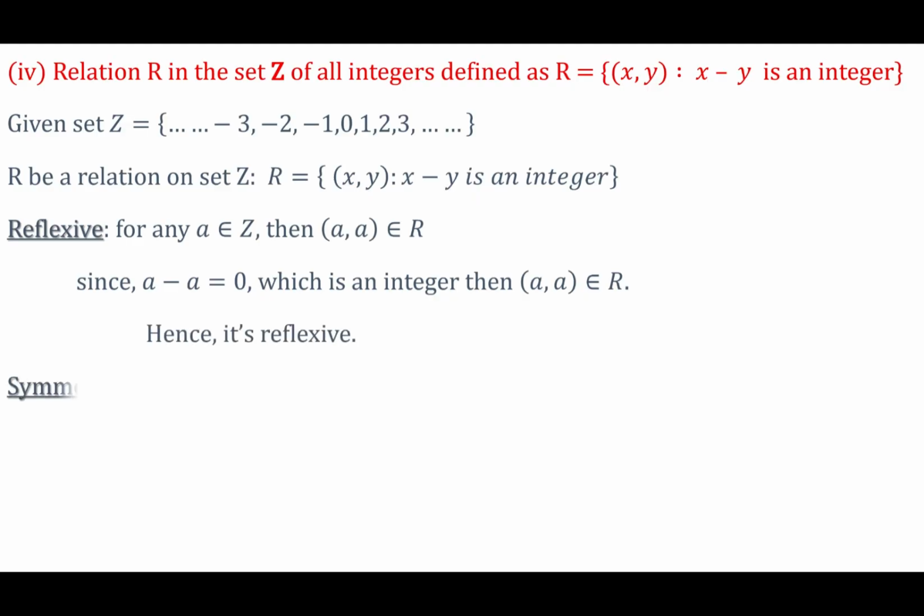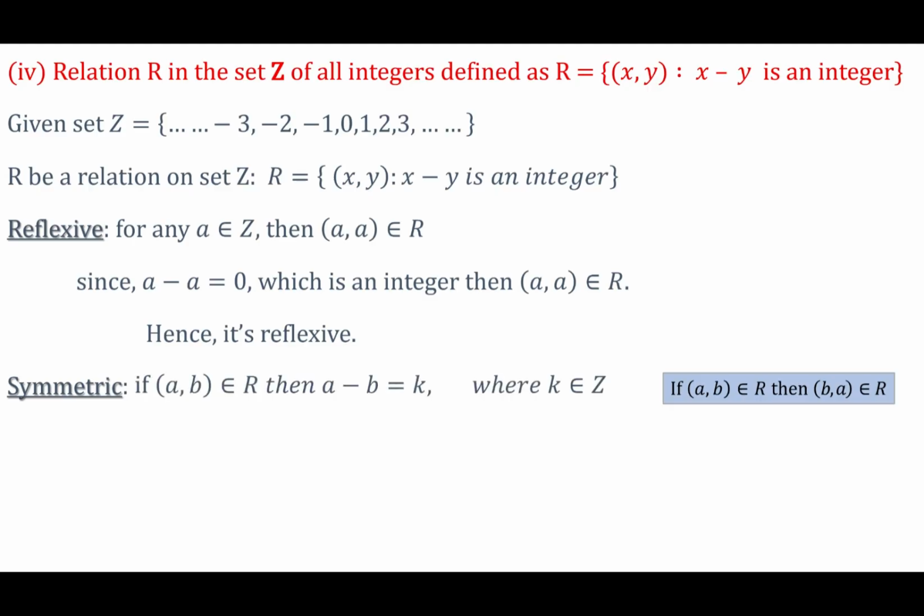Now, symmetric. We know the symmetric definition. If (a, b) belongs to R, then (b, a) must belong to R. Now, if (a, b) belongs to R, then according to the definition, a minus b is equal to k, for some k belonging to the integers. Of course, if I subtract two integers, the result is always an integer.